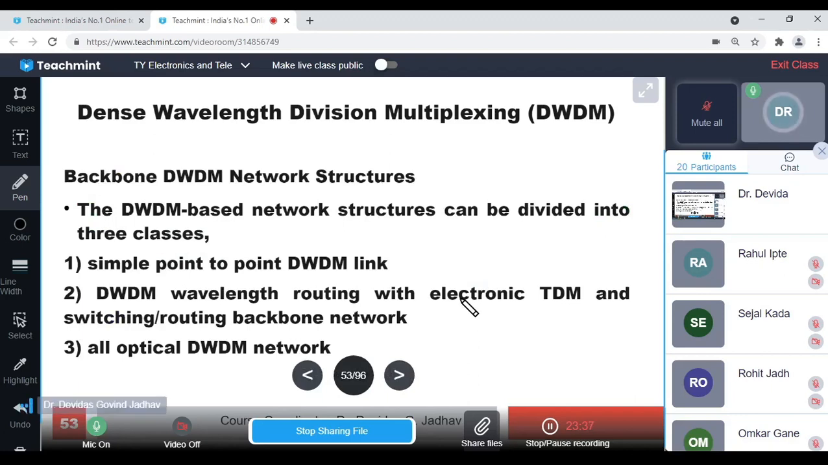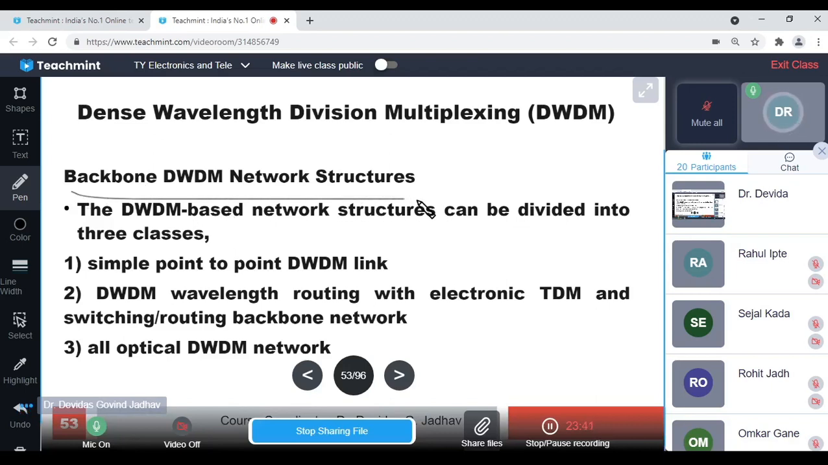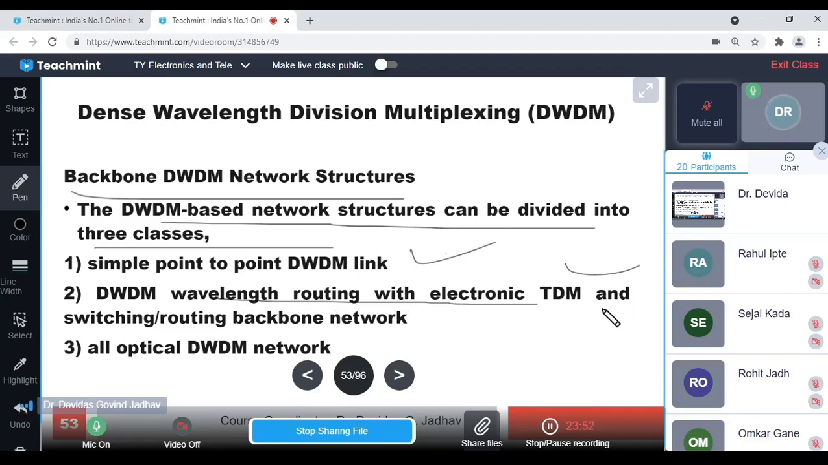So we are having a backbone DWDM network structure. That DWDM based network structure can be divided into 3 classes: simple point to point DWDM, then DWDM wavelength routing with electronic TDM, time domain multiplexing, switching routing backbone network, and all optical DWDM networks are also there. Electronic means it is a mixture of optical network and electronic computer network.